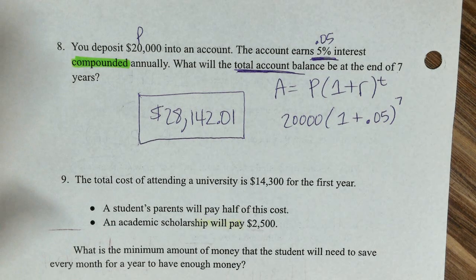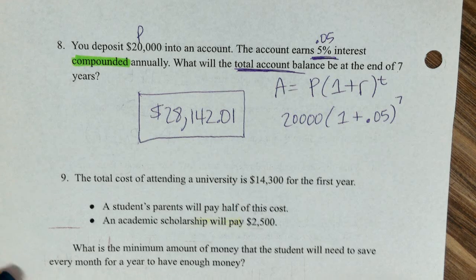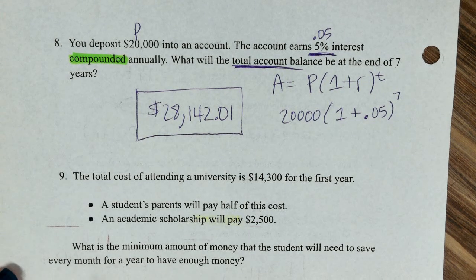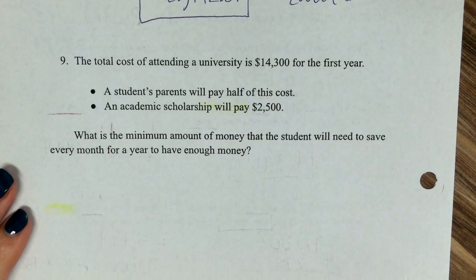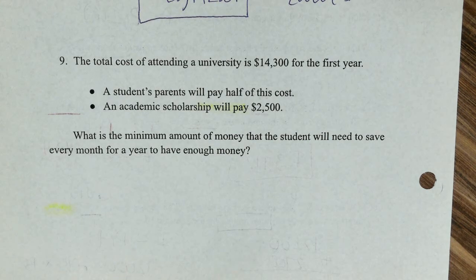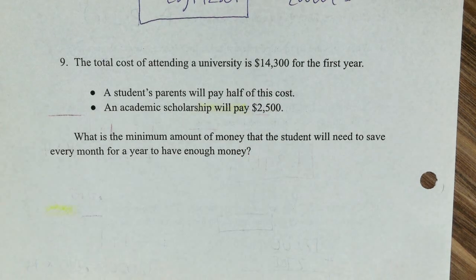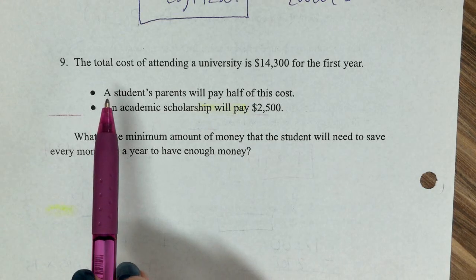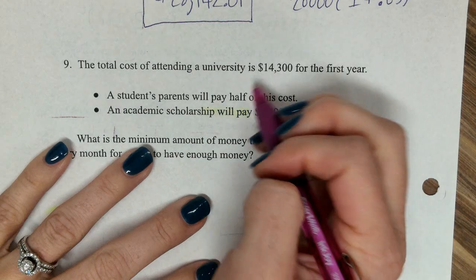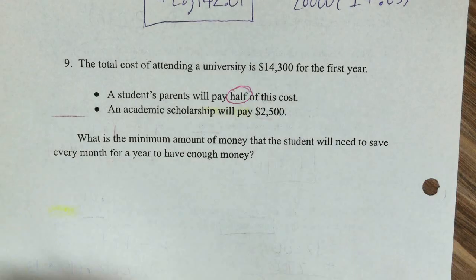Okay, the last question is probably the trickiest because there's no formula. Remember, this is what we learned Friday. This is where you just have to use your brain. So let's look at it. The total cost of attending a university is $14,300 for the first year. So how much does it cost every single year? $14,300. A student's parents are going to pay, what does half mean?